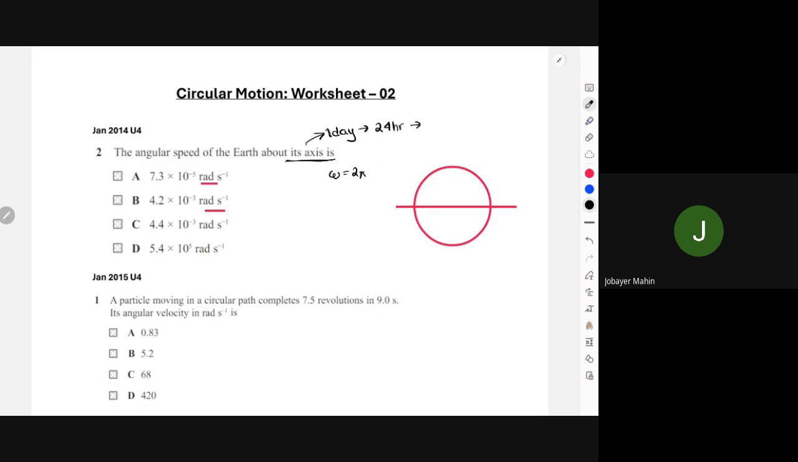This can be broken down further into seconds, so it's 3600 seconds per hour. Now we can write omega is 2 pi divided by 24 multiplied by 3600. As Zubair said, the answer is supposed to be A: 7.3 times 10 to the power of negative 5 rad per second. That is the final answer. We are done with question 1.